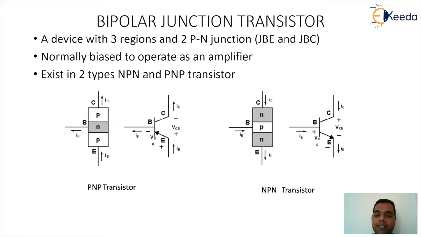There will be two junctions. A PN junction is existing between a P region and an N region. So since we are going to get two combinations of P and N, there will be two junctions, one between the base emitter and the other between the base collector.